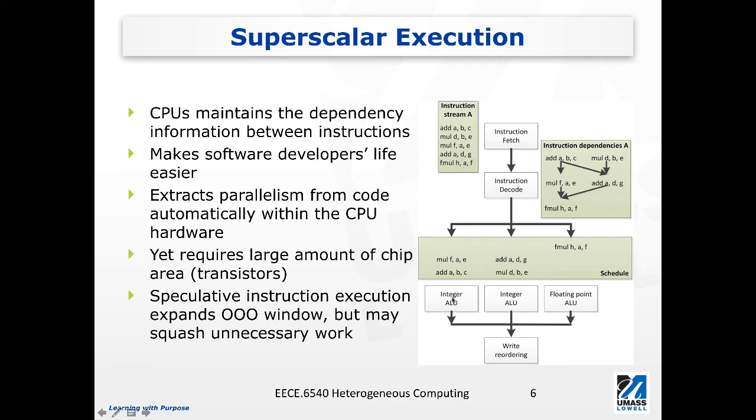In this processor example, we have 2 integer ALU units and 1 floating point ALU, which means that at any given time we can execute 2 integer instructions along with 1 floating point instruction simultaneously. And because of the dependency among these instructions, in this example, we are able to schedule this addition instruction and this multiply instruction as the first batch, or the first cycle, followed by this multiply and this add instruction as the second batch.